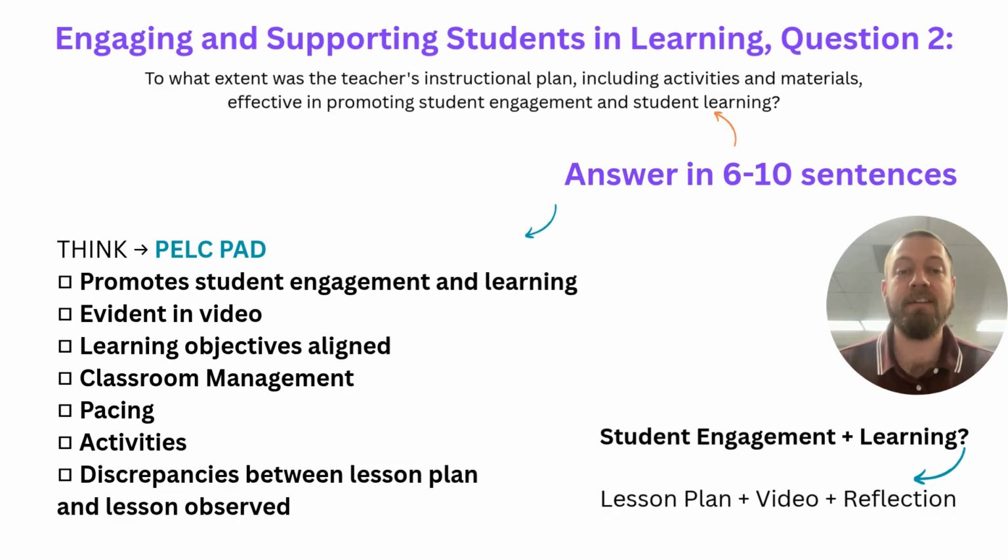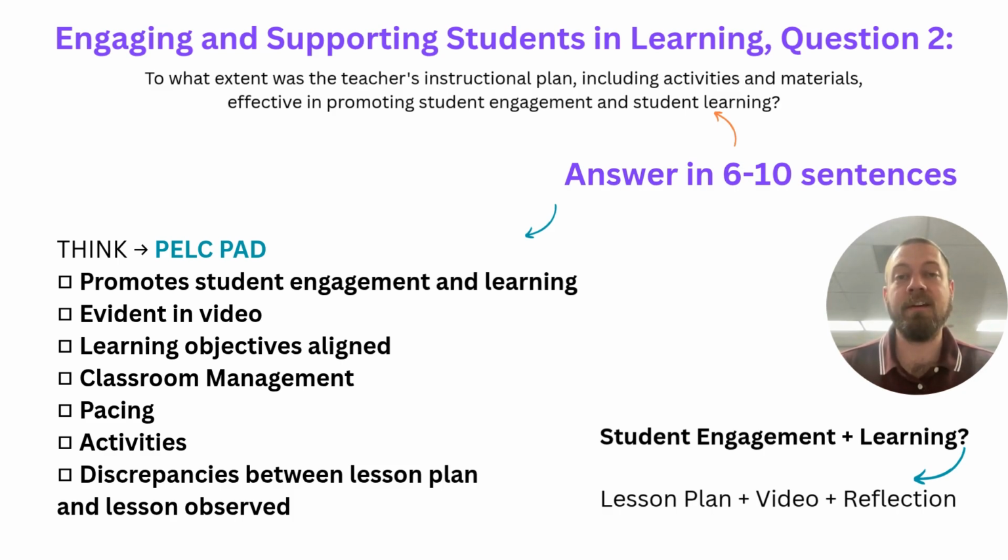So, first of all, you need to think of the lesson plan. Does the lesson plan support or promote student engagement and learning? You need to think about were the objectives aligned with the state standards? What was the pacing like of the lesson plan? What type of activities did they have in the lesson? Then you need to really reflect on the video. Were these things in the lesson plan evident in the video? Or were there things that were planned but that were never implemented?